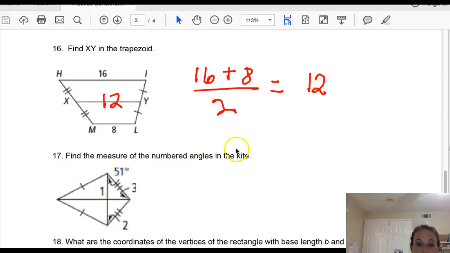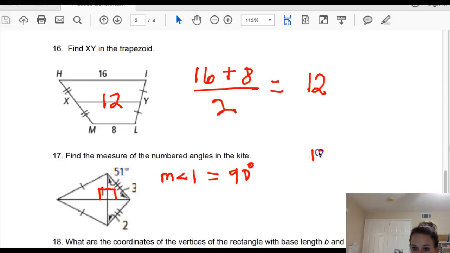Find the measure of the numbered angles in this kite. So work through this. Let's see what we know. In a kite, we know this side is congruent to this side. This side's congruent to this side. We also know the diagonals here are perpendicular. So right away, I know angle 1 already because diagonals are perpendicular. The measure of angle 1 is going to be 90 degrees. Bam. Good. If that's 90, this is also 90. Sweet. If this is 90 and that's 51, I can figure out angle 3.